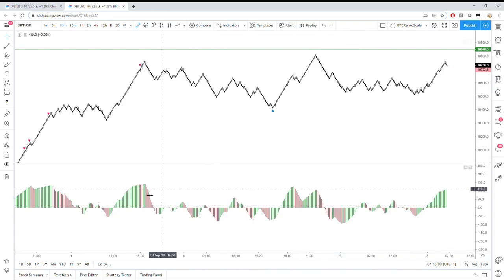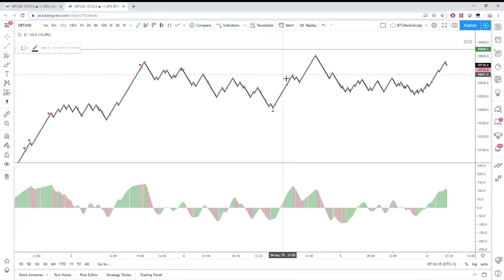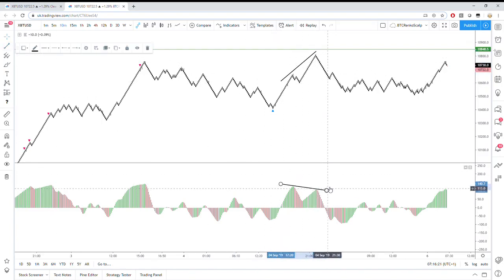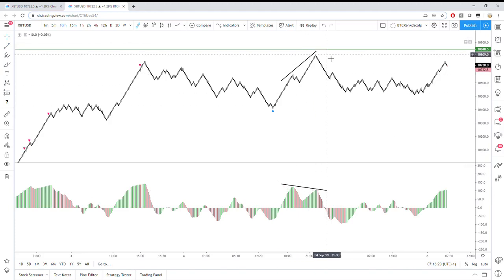So there are a couple of ways to use the Awesome Oscillator. The first way, and what you'll see primarily that I use it for, especially when scalping, is for divergences. So we see a really nice divergence here on Bitcoin. We have a higher high, two clear peaks on Renko, and we have a lower high on the Awesome Oscillator just down here. So here we've got a bearish divergence.